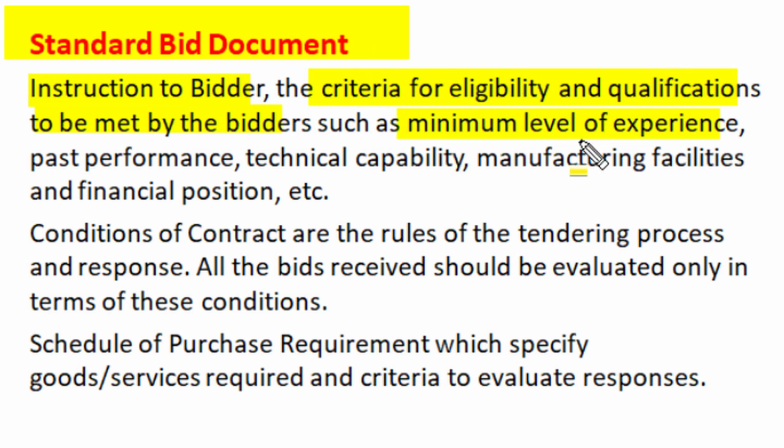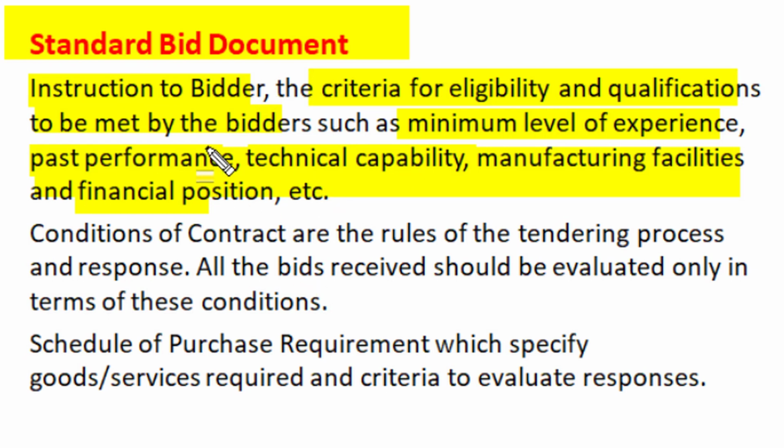If a bidder doesn't have that minimum level of experience, he won't be eligible and he should not apply for that bid. And if one without that minimum level of experience applies for such a bid, he will be disqualified and not considered in the bid process. The standard bid document also includes details of past performance of the bidder, the technical capabilities of the bidder, and the manufacturing position and financial position of the bidder, and these parameters are evaluated before assignment of the letter of award or purchase order to the qualified bidder.